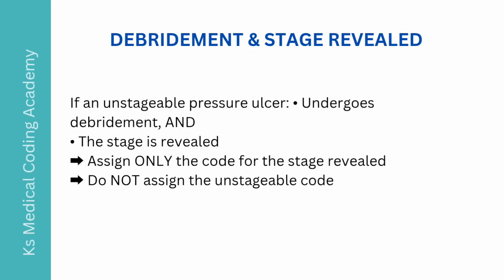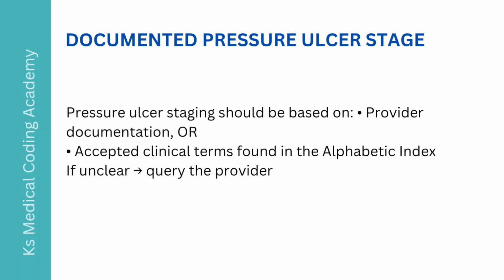Debridement and stage revealed. If an ulcer is initially unstageable and debridement is performed and the true stage becomes visible, you must assign only the code for the stage revealed. Do not continue to code the ulcer as unstageable. Documented pressure ulcer stage. Pressure ulcer staging is based on provider documented stage, or accepted clinical terminology found in the alphabetic index. If the documentation is unclear or incomplete, you should query the provider.